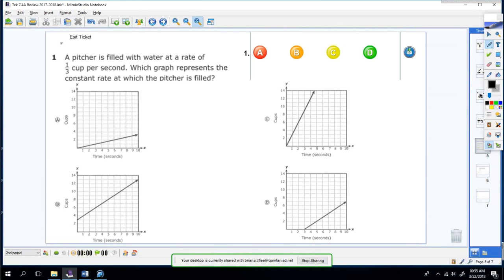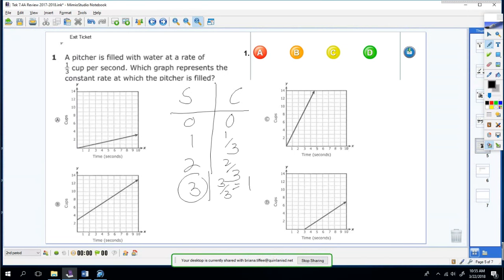So a pitcher is filled with water at a rate of 1/3 cup per second. So this is my seconds, this is my cup. So at 0 seconds, it would have 0. At 1 second, it would have 1/3. At 2 seconds, it would have 2/3. And at 3, it would have 3/3 or 1. So every 3 seconds it should equal 1. So here, 3 seconds is 1. Here, 3 seconds is definitely not 1.